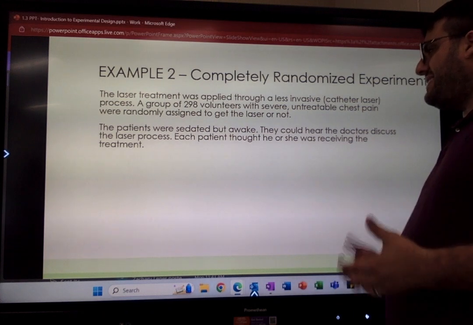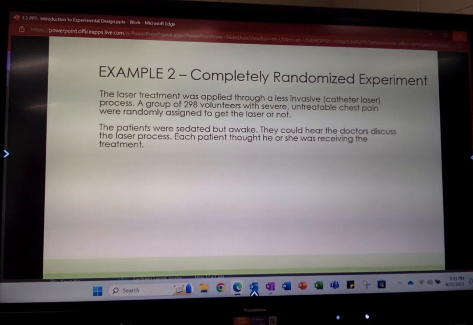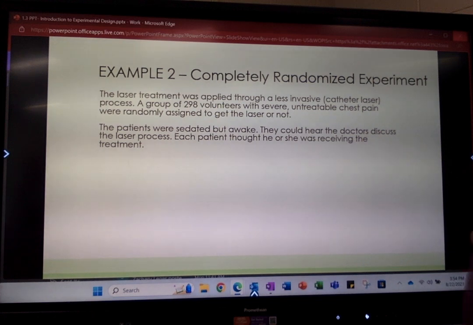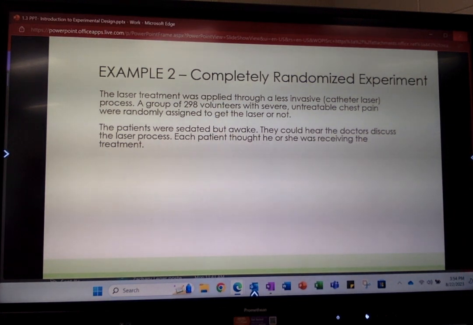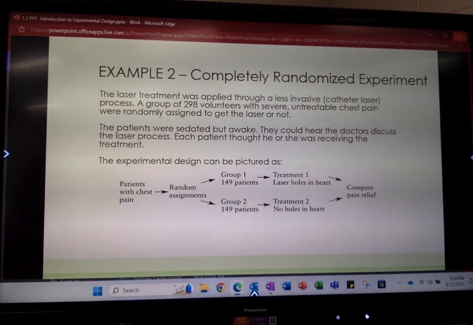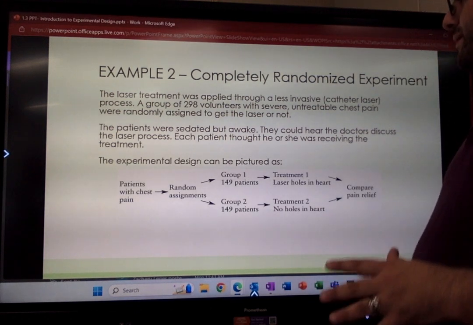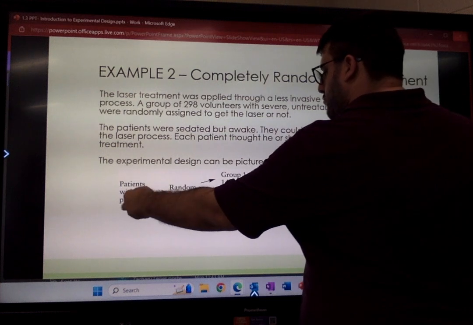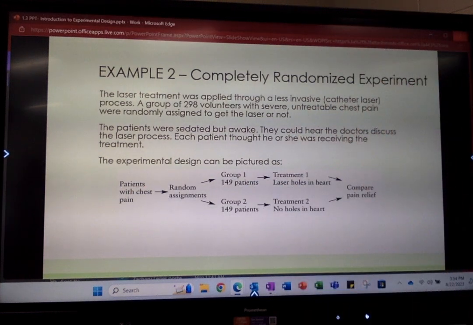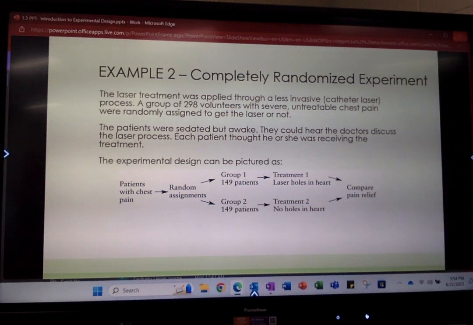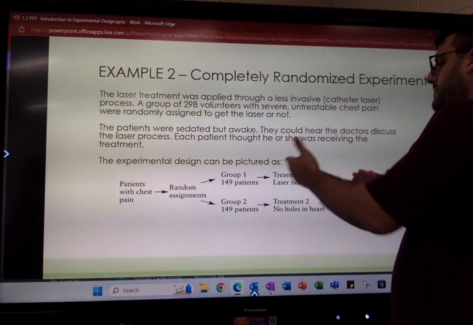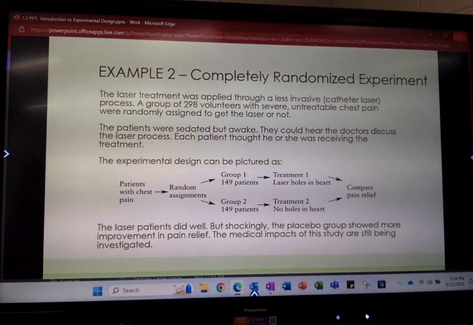So the patients were sedated, but they were awake. Again, this is a less invasive procedure. They heard the doctors discussing the laser process, and each patient thought they were receiving the treatment. Okay? So here's how the experimental design was pictured. You have patients with chest pain. They're randomly assigned to two groups. You have one group that's getting the laser treatment, and the second group that's not actually getting the laser treatment. And they're going to compare pain relief between those who actually got the treatment and those who didn't.